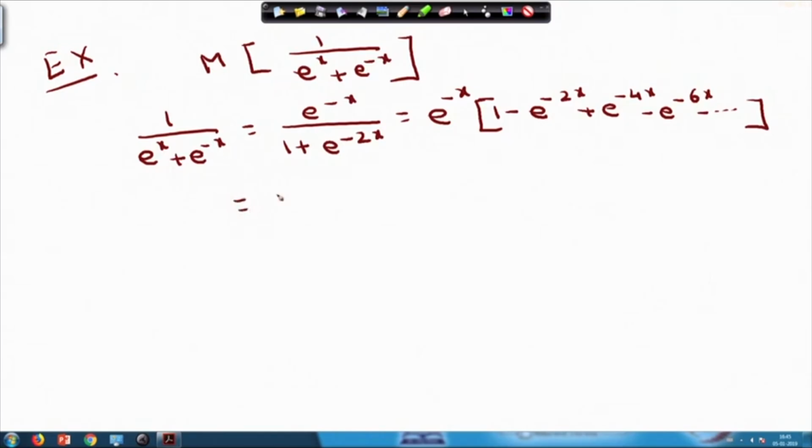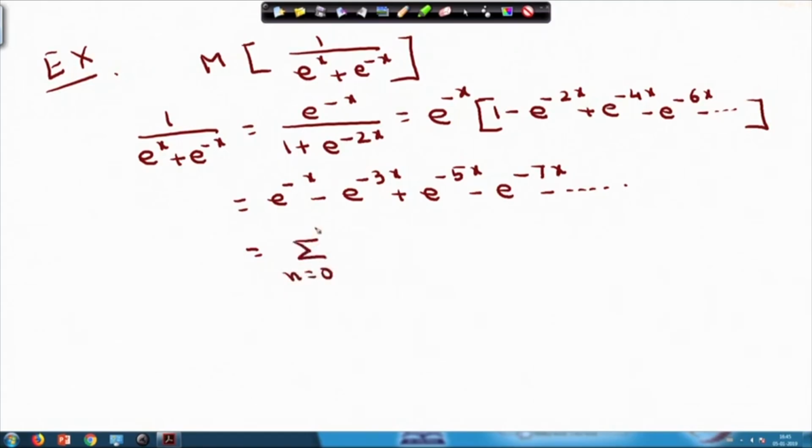And this equals, if I multiply e to the power minus x with this series, e power minus x minus e power minus 3 x plus e power minus 5 x minus e power minus 7 x, and like this I will continue. And this I can write in terms of a series summation n equals 0 to infinity, minus 1 to the power n into e power minus twice n plus 1 into x.